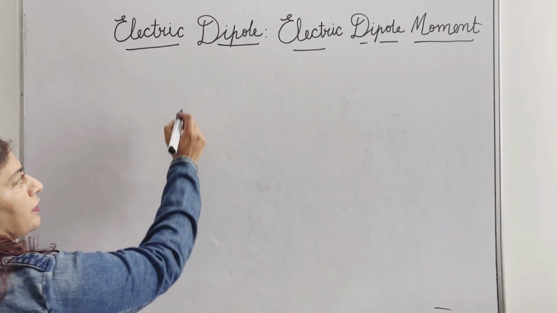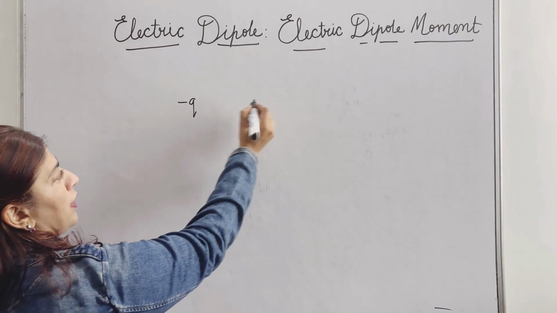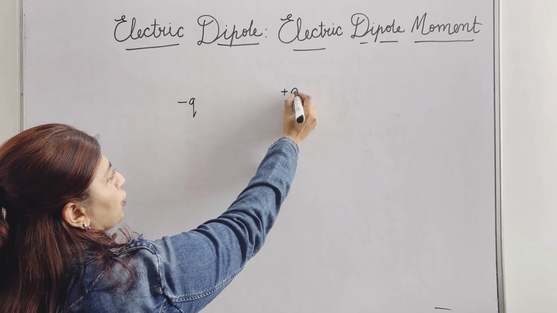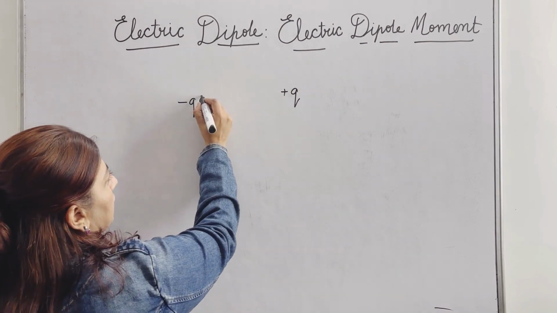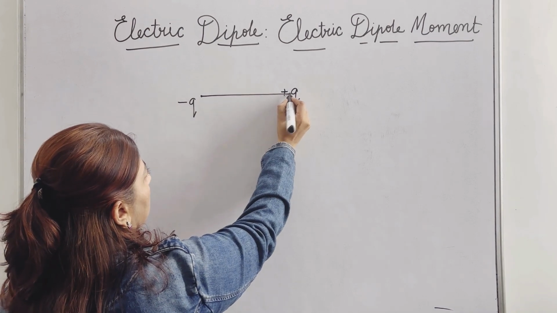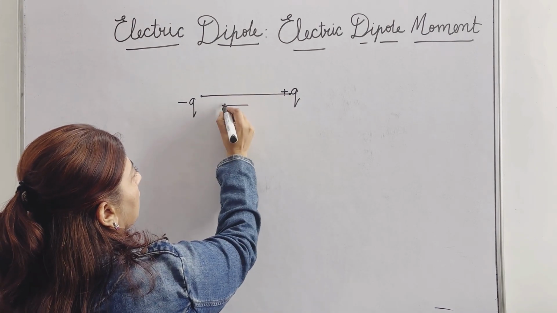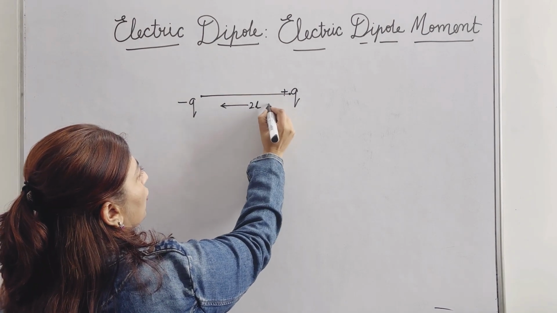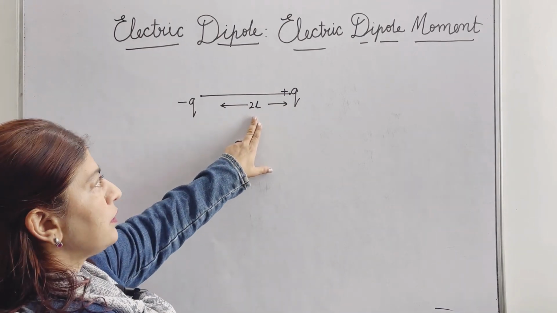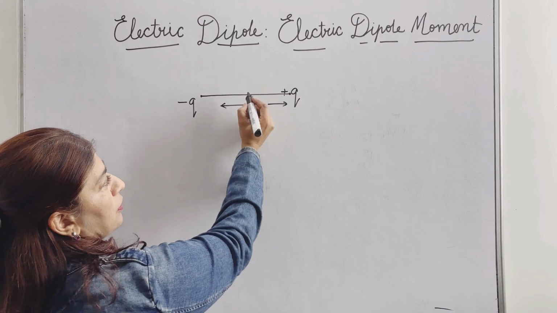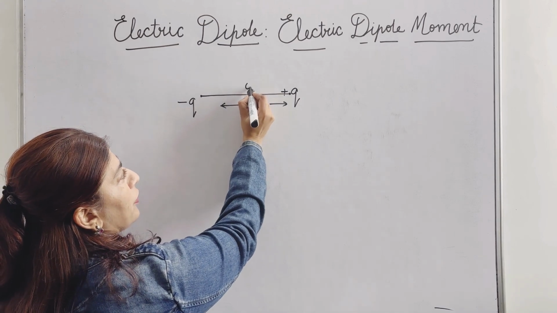Let us consider minus q and plus q. These are the two charges. They are separated by distance 2L. This 2L is a very short distance, and in all the derivations we consider its midpoint.